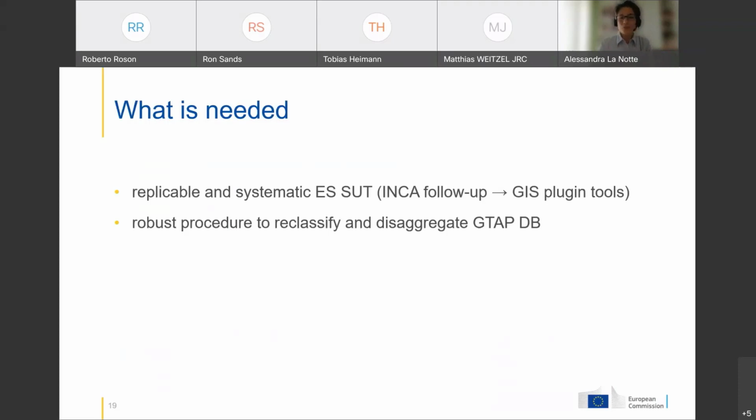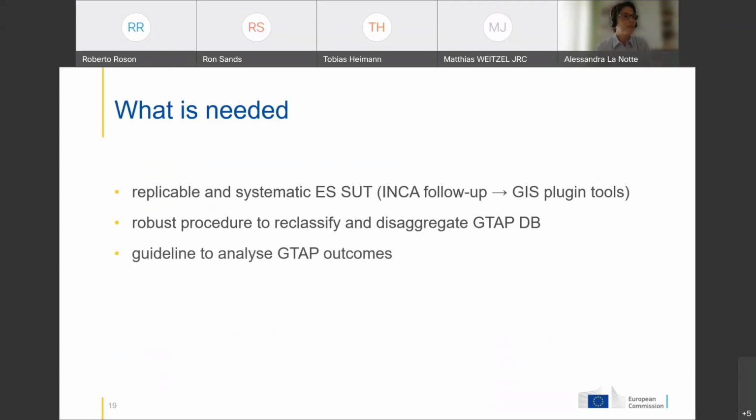On the GTAP side, we need a robust procedure to reclassify and disaggregate, because this is where we had to do some investigation. To be honest, I would really appreciate a robust way to proceed in this direction, because I'm sure better estimates can be made to disaggregate even within the sectors. We just started with one ecosystem service, but I'm sure the same problem might apply to other ecosystem services. We also need a guideline to analyze GTAP outcomes.